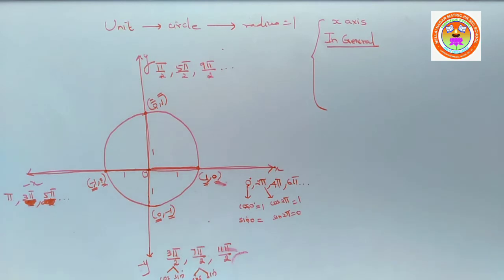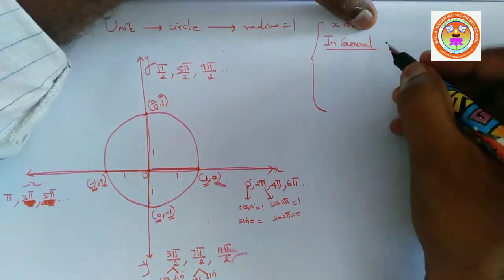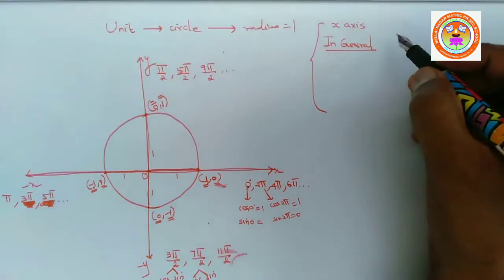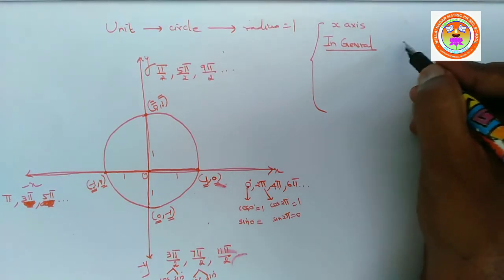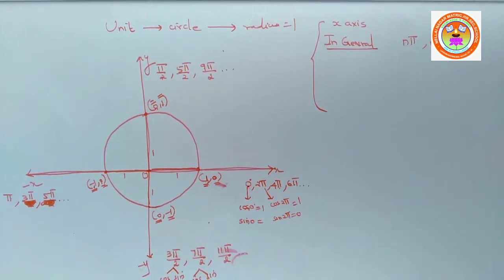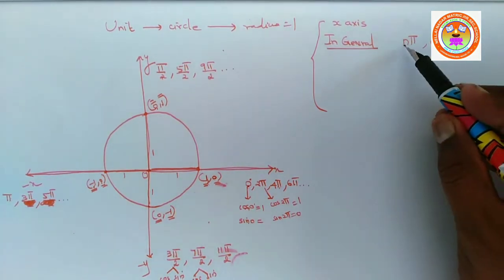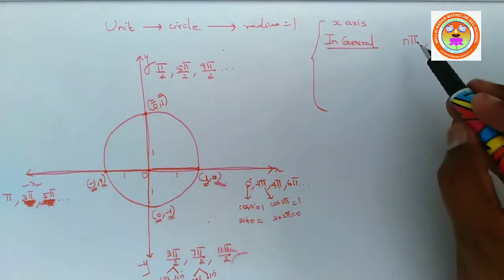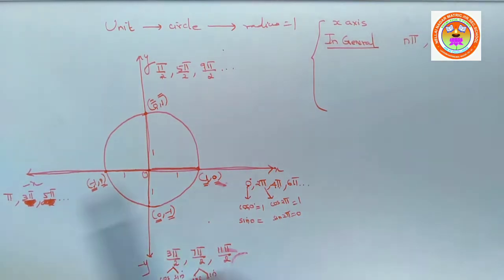In general, on the x-axis I have taken 0, pi, 2 pi, 3 pi, 4 pi, 5 pi. How can we write this in general? In general we can write n pi, where n belongs to Z. If we apply n equals 0, 0 into pi is 0. N equal to 1 gives pi. N equal to 2 gives 2 pi. N equal to 3, and so on, we have all the values. So no problem, these are the values.